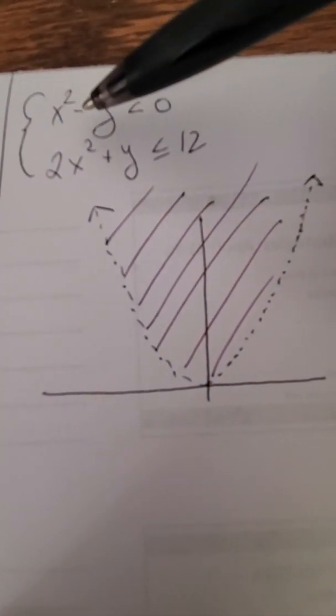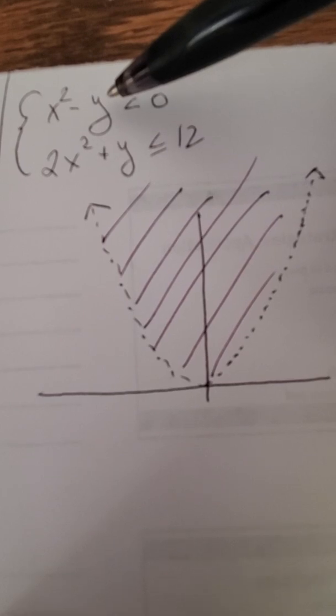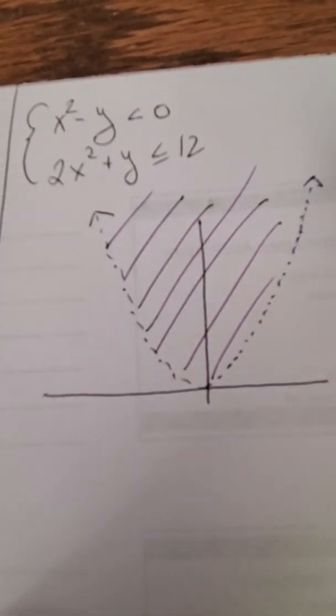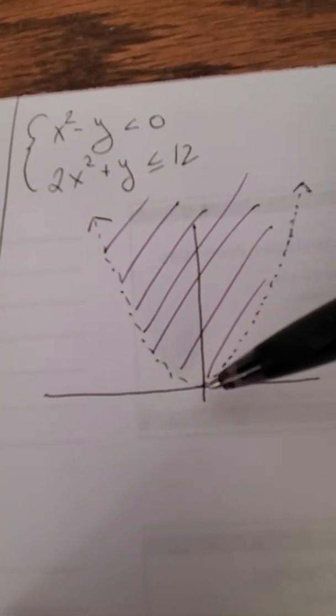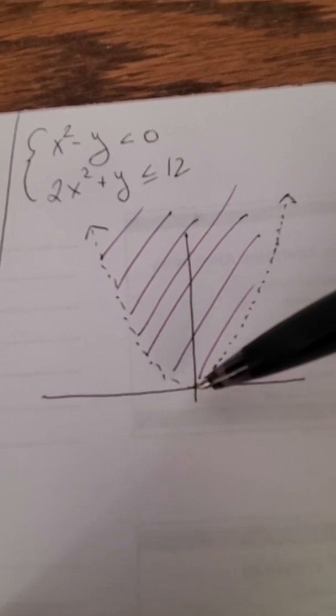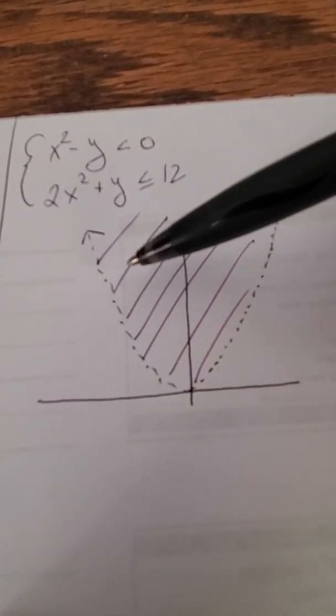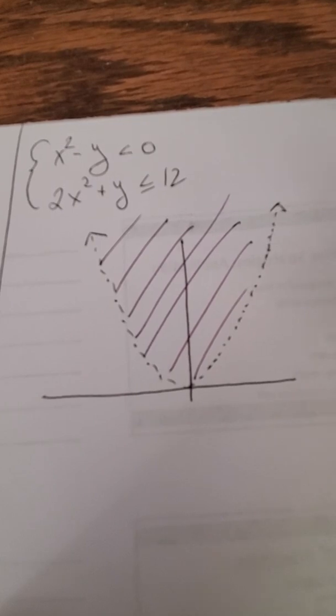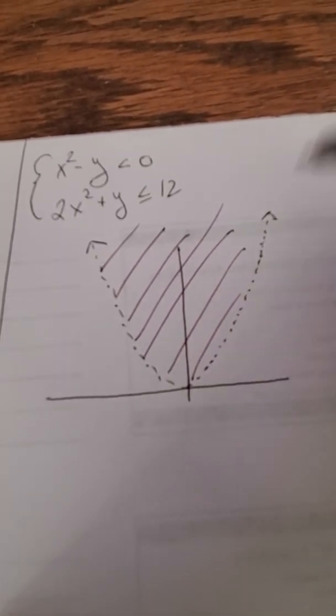The first parabola, if I graph it, is basically just y equals x squared. So I get a dotted line like this. I pick a test point. Now, I can't pick the origin because the parabola goes through the origin, but I pick a different test point, and we wind up shading in the inside. You could pick a test point.